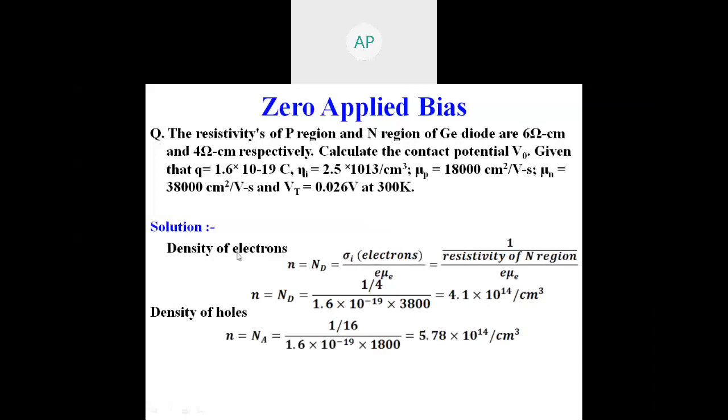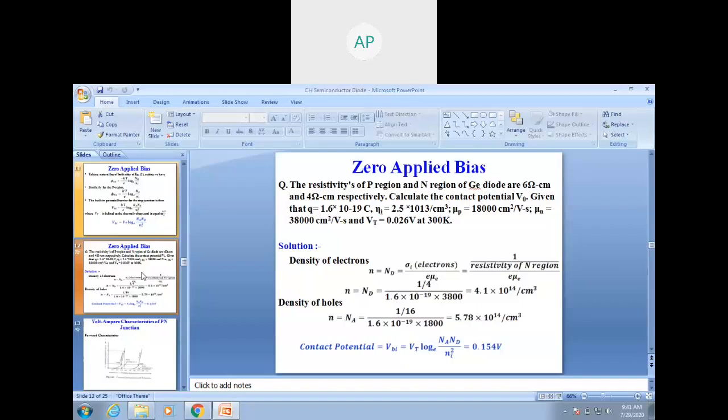The density of holes is given as 1 upon the resistivity of the p region. What is the resistivity of the p region? It is 6 ohm centimeter. One more rectification, guys: here it is 10 raised to 16. If we consider this, we will have 5.78 into 10 raised to 16.